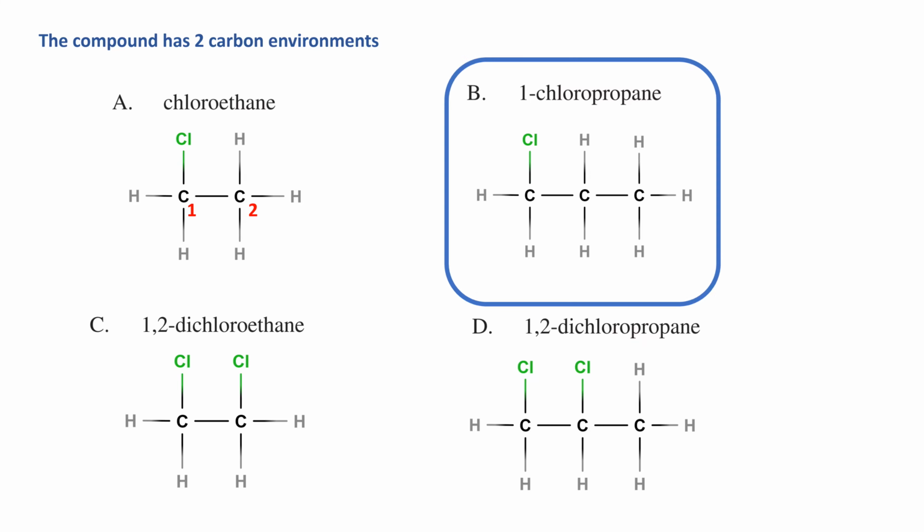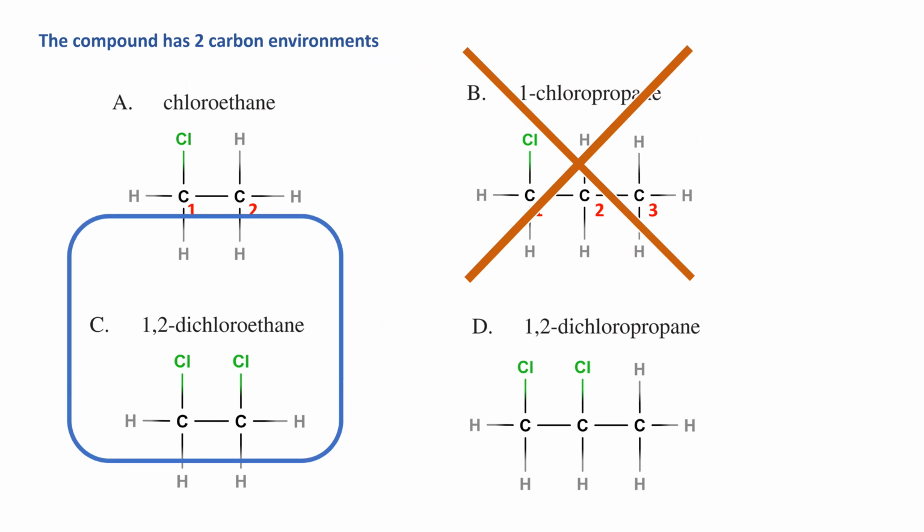In option B, we can start again with labeling one of the carbons as number 1, and then determine the rest of the labels. For the next carbon, we have a carbon connected to 2 hydrogens, a CH3 group, and a CH2Cl group. This is different to carbon number 1, so we will label this as carbon number 2. Next, we have a carbon with 3 hydrogens and 1 CH2 group attached. This yet again is different, allowing us to label it as carbon number 3. This means we can eliminate this option as it has 3 carbon environments.